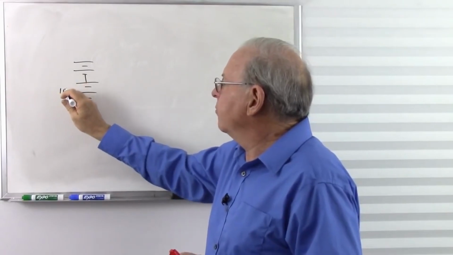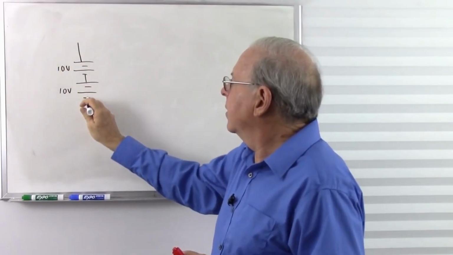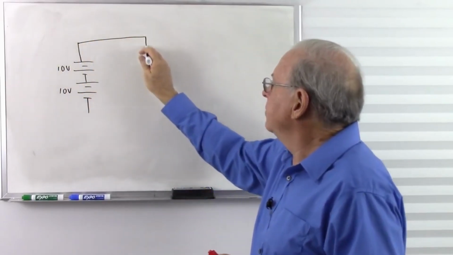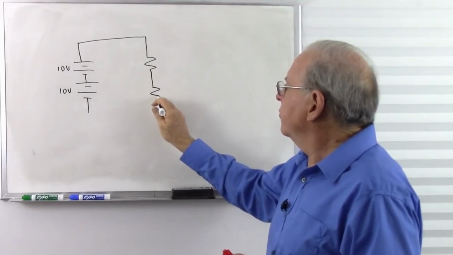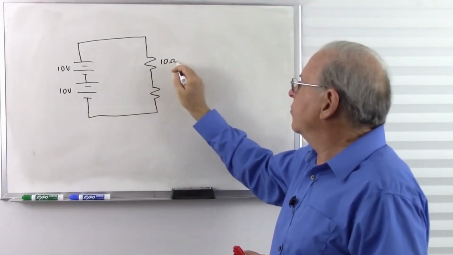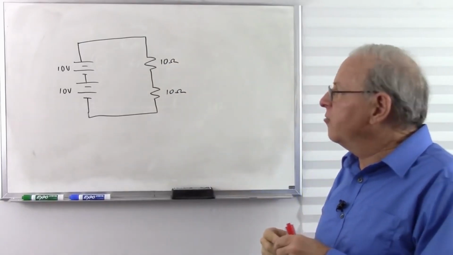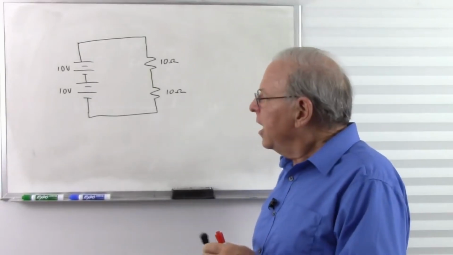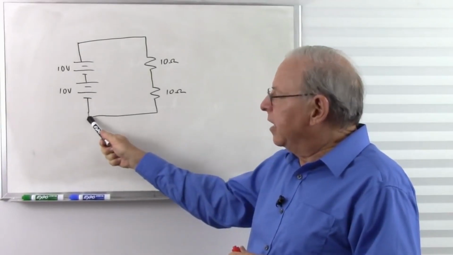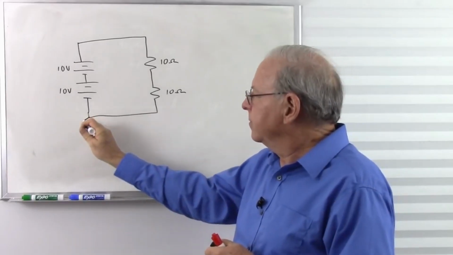And make this 10 volts, make them both 10 volt batteries. And let's make a circuit with them. Go through a couple of resistors. And for convenience, let's make them 10 ohm resistors. Now let's start measuring some voltage. Let's put the black lead here and start measuring voltages from that point.